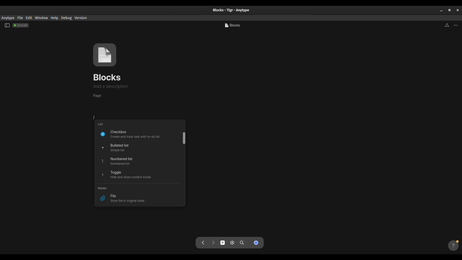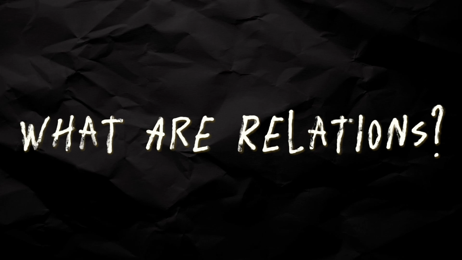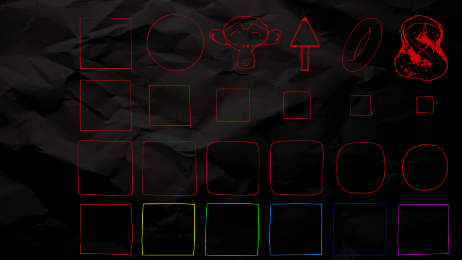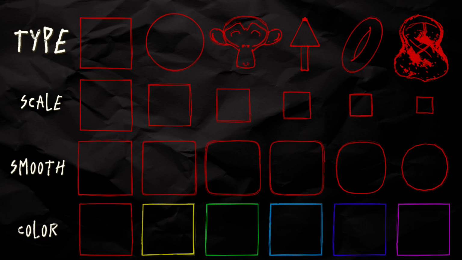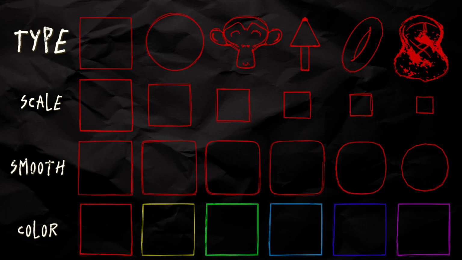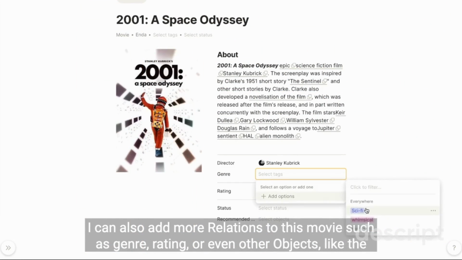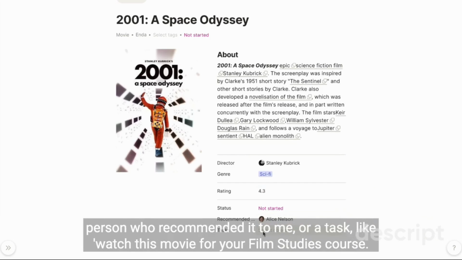Blocks like text, list, organizational tools, attachments linked to their objects, and a new thing called relations. So what are relations? Relations are like tags, properties, attributes, and some other definitions of the same thing. In a nutshell, they're used to define some properties of an object.